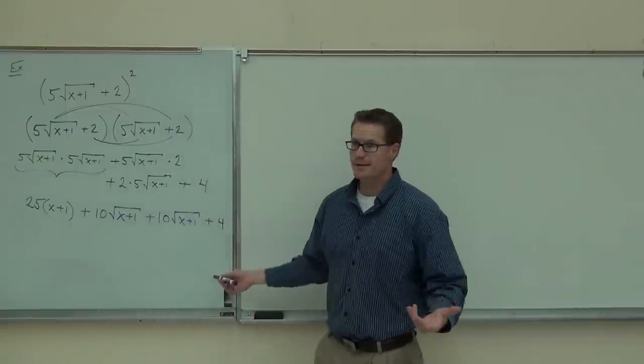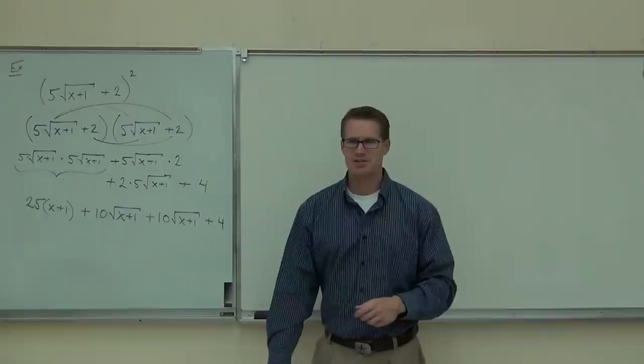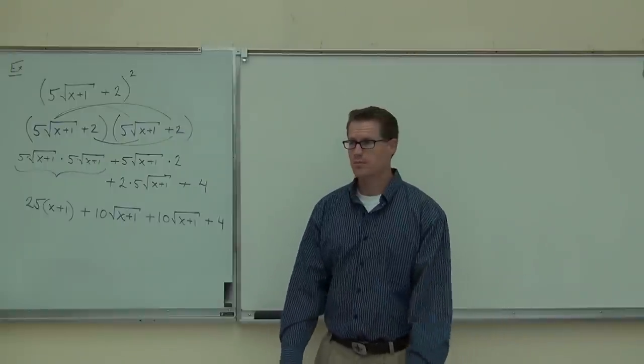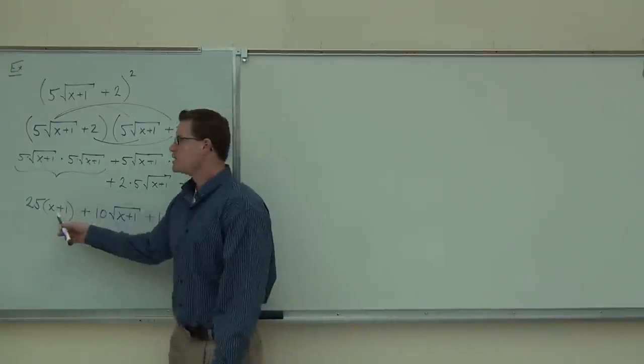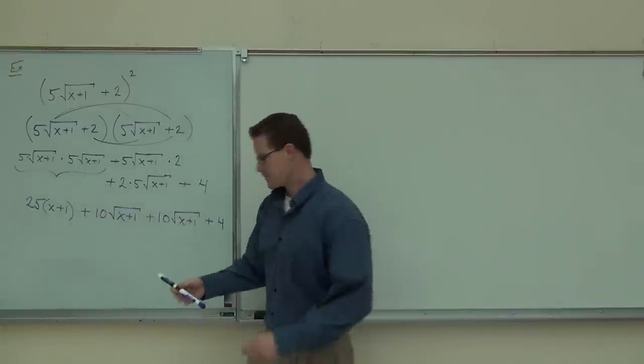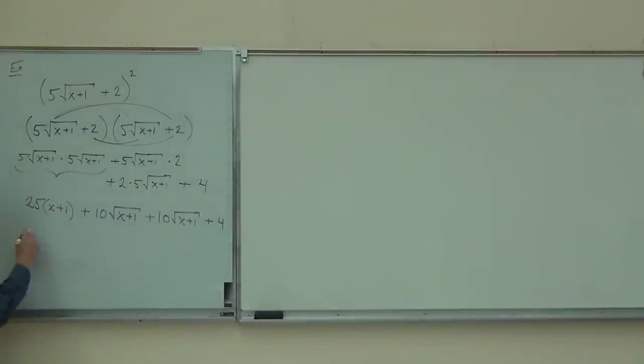Now, are we done? No, when I ask that question, chances are we're probably not. What else could I do on this problem? Distribute 25. Sure, I can distribute that. You know why? Because I'm going to end up getting some like terms somewhere in this expression. So when I distribute, we'll get 25x plus 25. You see where that's coming from? Plus 25, plus, yeah, we can actually combine these.